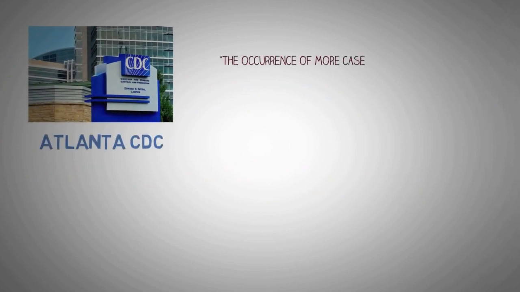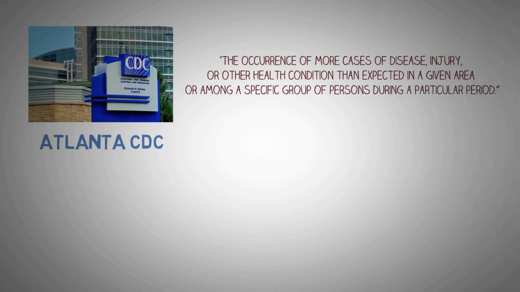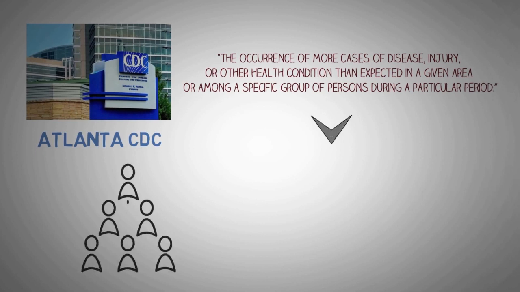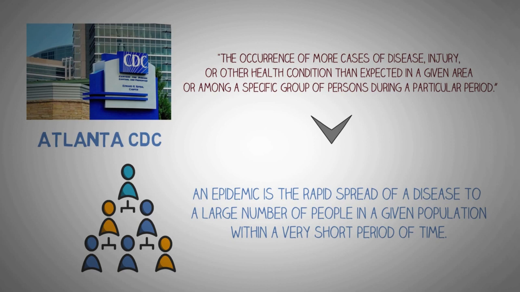The Atlanta Center for Disease Control defines an epidemic as the occurrence of more cases of disease, injury, or other health conditions than expected in a given area or among a specific group of persons during a particular period. Usually, the cases are presumed to have a common cause or to be related to one another in some way. In simple words, an epidemic is the rapid spread of a disease to a large number of people in a given population within a very short period of time.